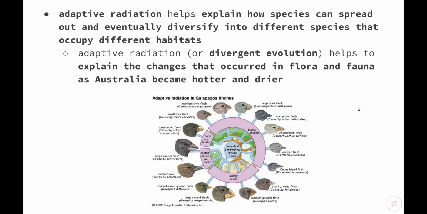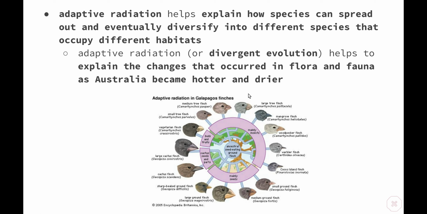And the theory of adaptive radiation helps explain how species can spread out and eventually diversify into different species that occupy different habitats. Adaptive radiation, or divergent evolution, has been extensively applied to explain the changes that occurred in the flora and fauna of Australia as it became hotter and drier. We can see in this picture the adaptive radiation of the Galapagos finches. These finches are also sometimes referred to as Darwin's finches.